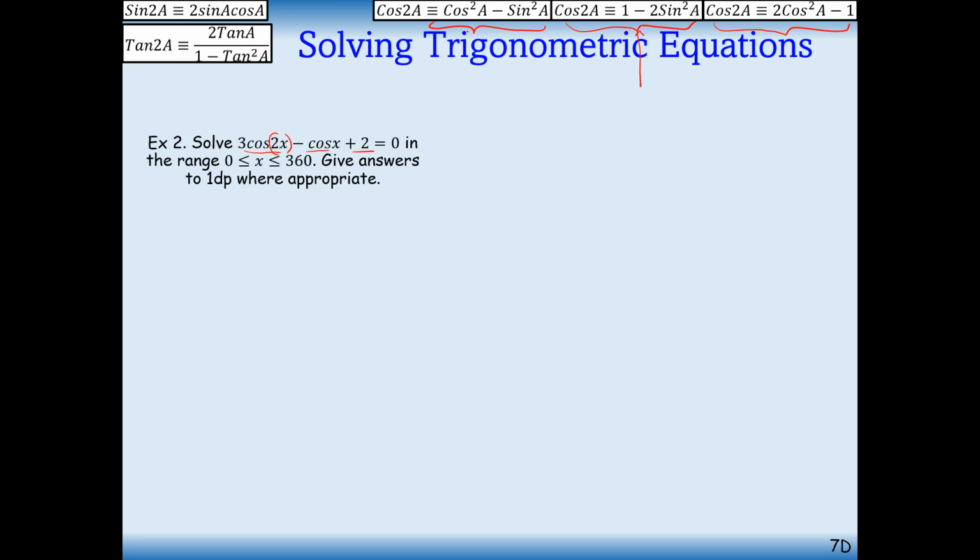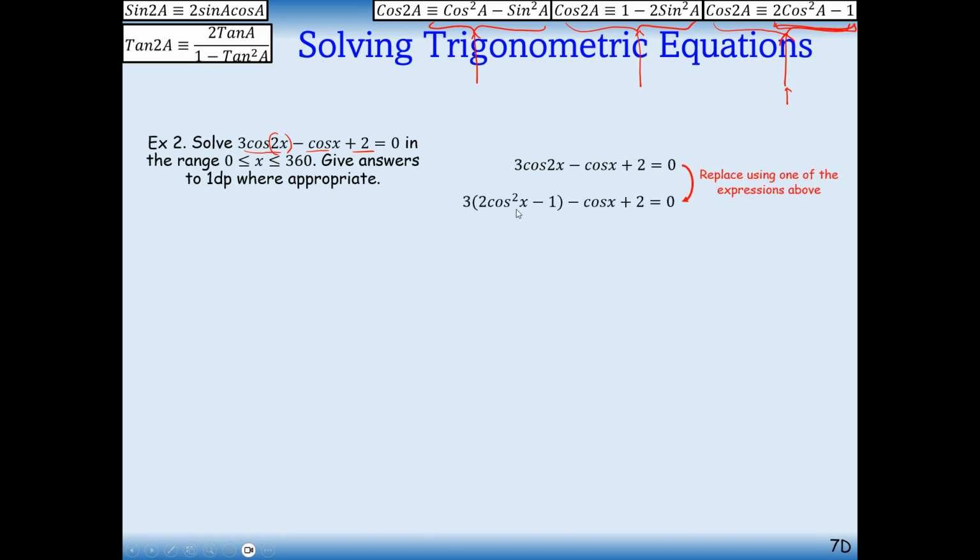Should we go for sine? These two versions have sine involved in them, and the one on the right doesn't have sine involved in it. So we want our equation to be either all in terms of cos or all in terms of sine. I would go for the very right version of the formula, because then everything will be in terms of cos and we'll get a quadratic that is in terms of cos.